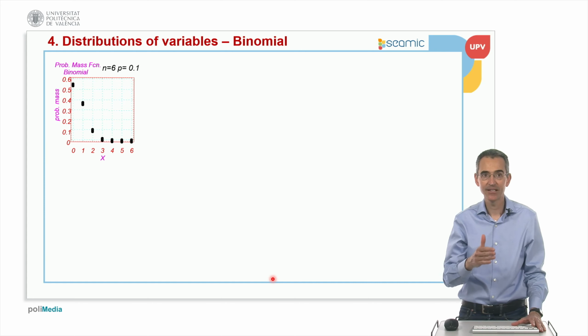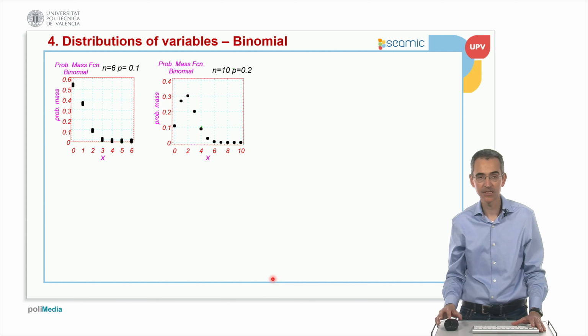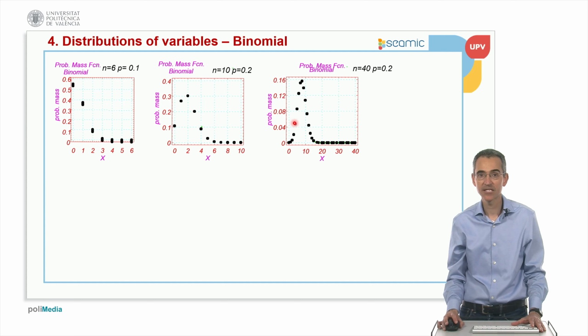When we change the values n and p, this shape changes. For example, this would be with n equals 6 and p equals 0.1. So the maximum value is reached for x equals 0. But, for example, when n equals 10 and p equals 0.2, the maximum is reached for x equals 2. Or, for example, when n equals 40 and p equals 0.2, this is a totally different shape.